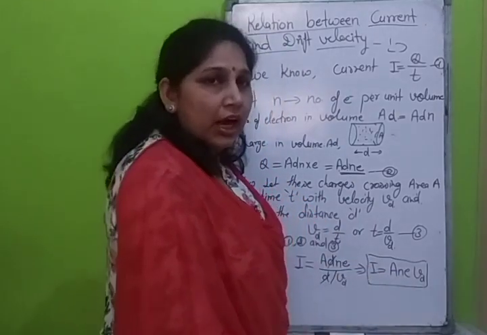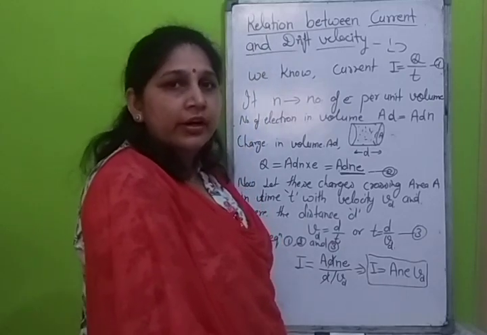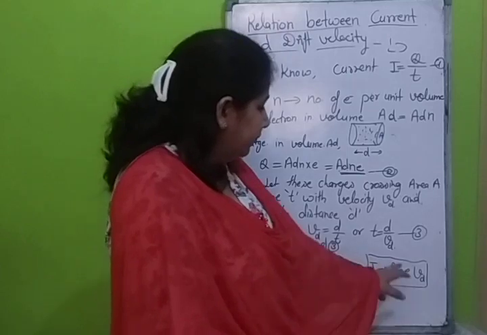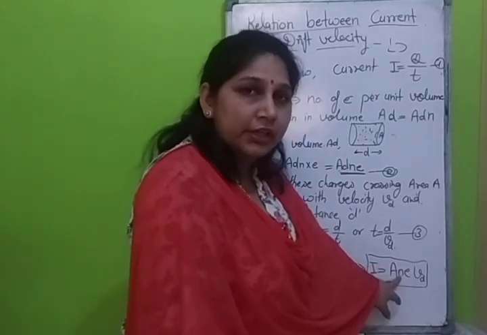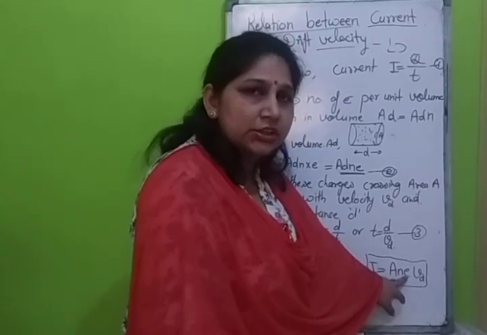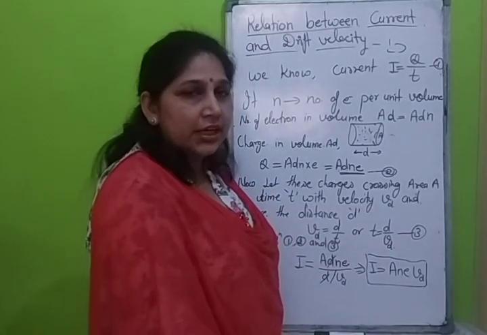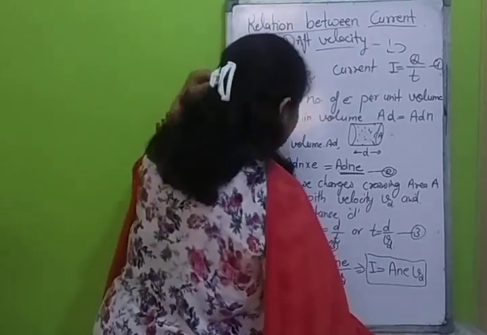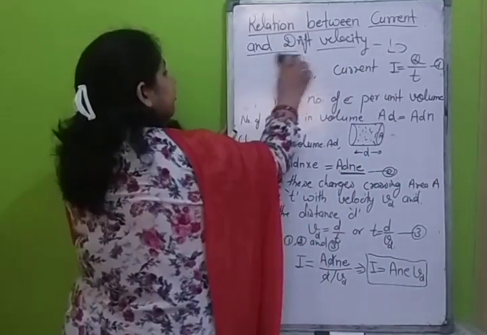What is that? I is equal to A, cross section area of conductor, small n, number of electrons per unit volume, e, charge of electron, and Vd, drift velocity of electron. This is the relation between current and drift velocity. Now we will do Ohm's law. Next topic, Ohm's law with the help of drift velocity.